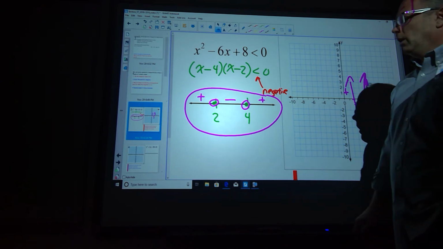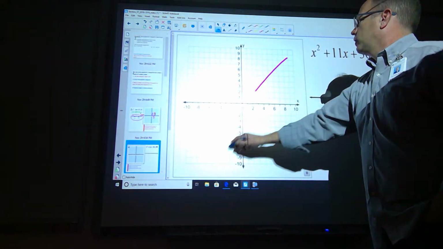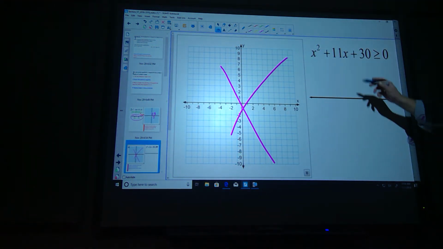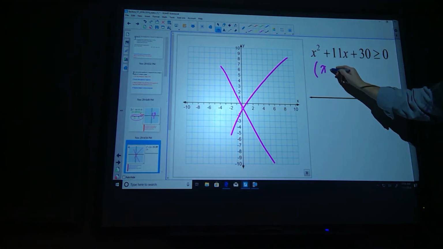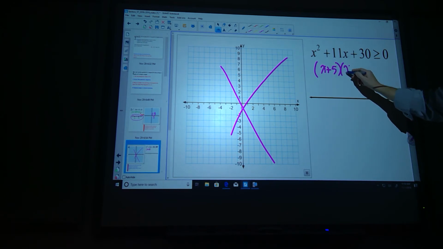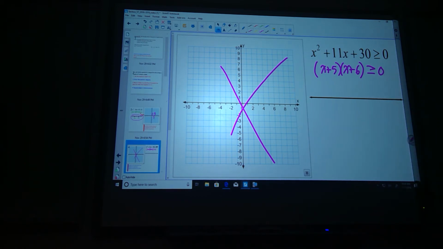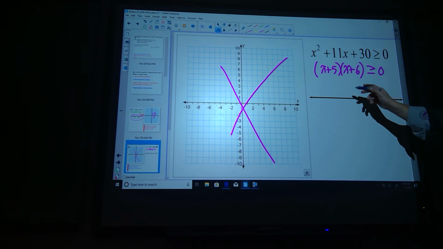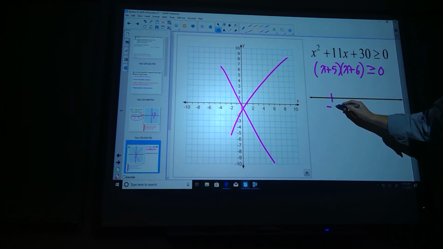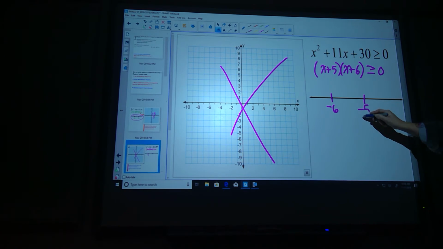All right, so I'm going to ignore this for right now. I'm going to factor this. This is going to be x plus 5, x plus 6, when factored. I want greater than or equal to 0. Greater than or equal to 0 would be what? Could be closed, and would it be positive or negative? Positive. Okay, so we're looking for where it's positive. So at negative 6 and at negative 5, does everyone feel comfortable how I got those? Yeah.